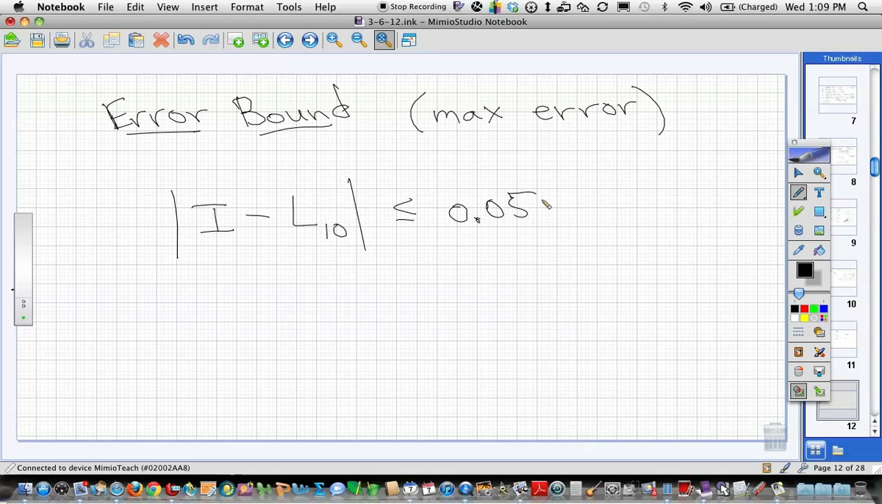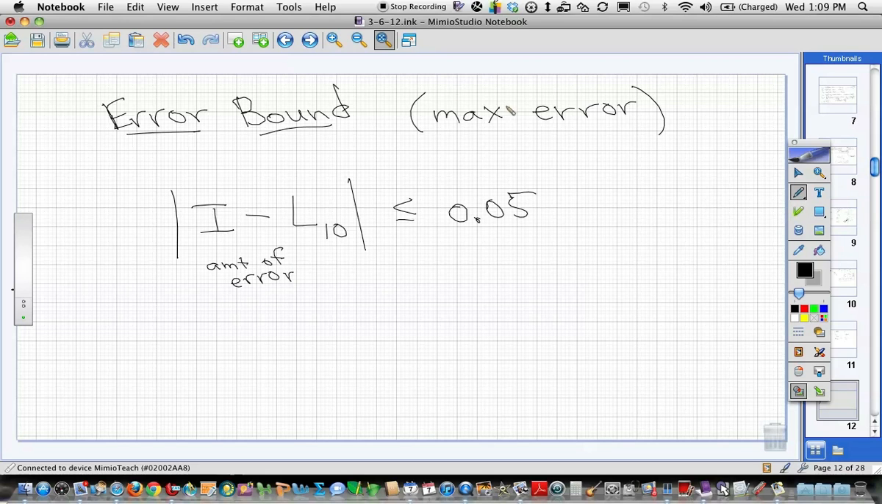Okay, write that down there. Now, yesterday we wrote down the thing with the absolute value. We wrote down the left side, right? What does this mean on the left side? Amount of error. That's the amount of error that 10 left rectangles have.